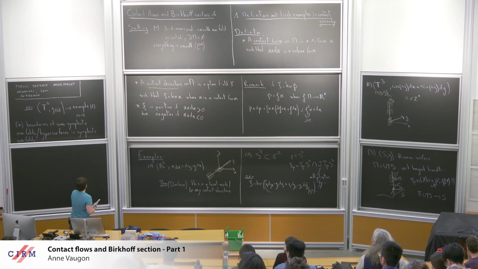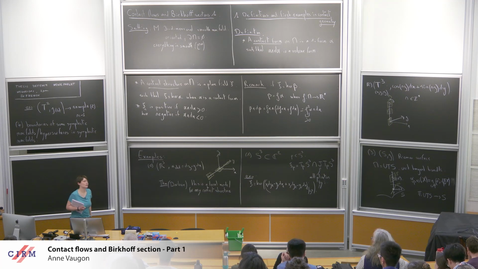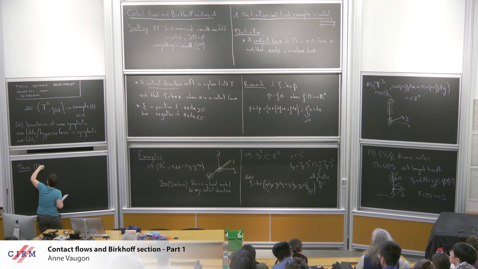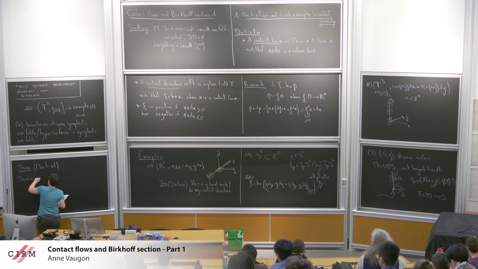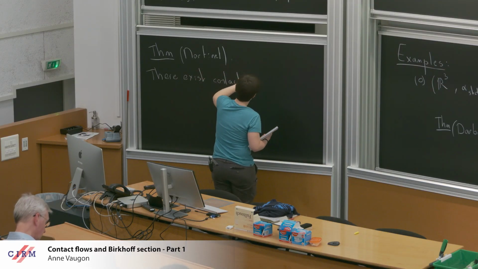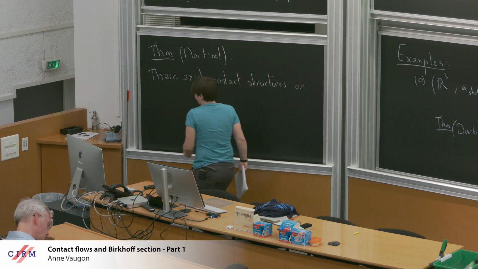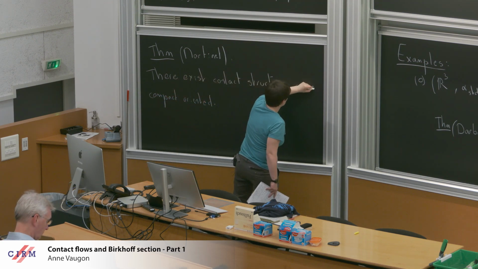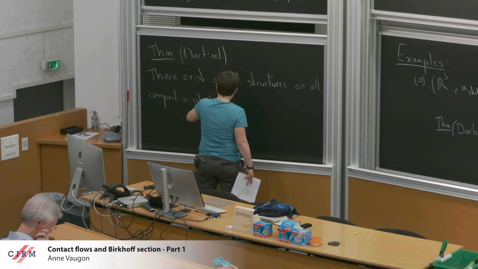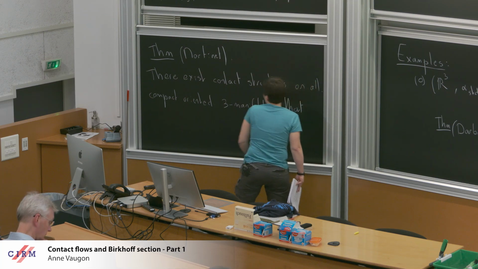So we have seen a lot of examples. I will conclude this section by saying that contact structures always exist on compact oriented manifolds. This is the theorem by Martinet. So there exist contact structures on all compact oriented three manifolds without boundary.